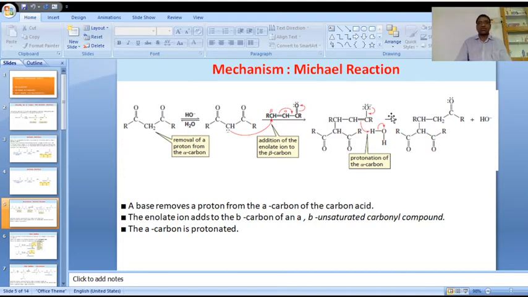Now let us go to the actual mechanism part of this Michael addition reaction. Please observe this alpha beta diester. This diester contains an active methylene group. Removal of a proton from that alpha carbon, from this active methylene.